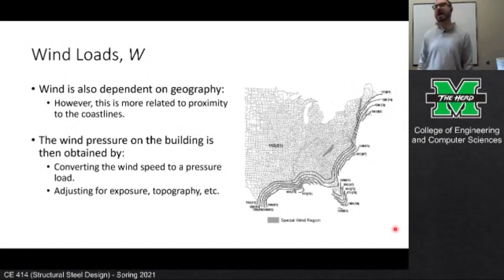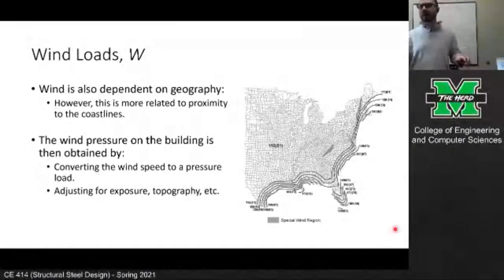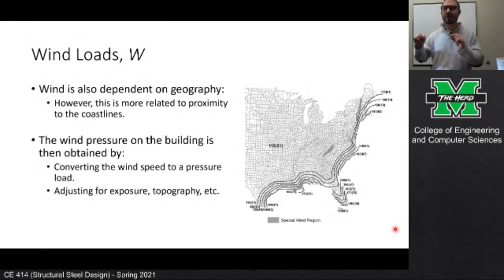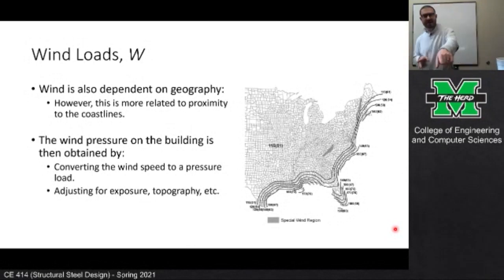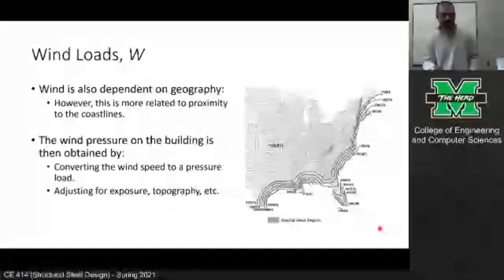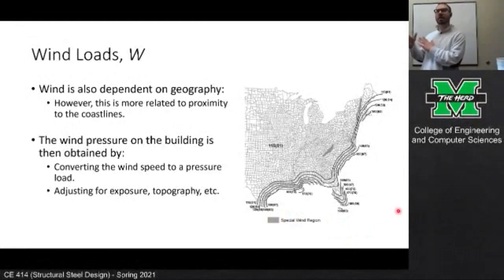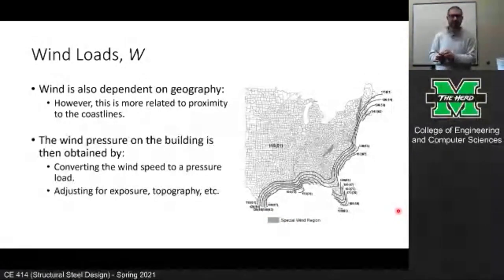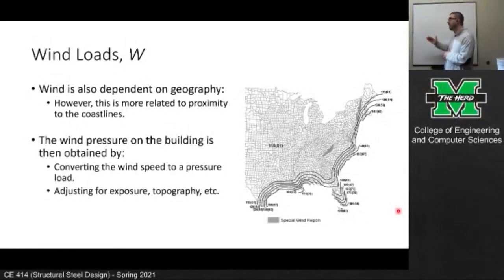Yeah. Now I don't know who mentioned mountains, but there actually are some regions in the United States where you can have some wind speed up effects. There are these special wind regions. I don't know if you see that little gray shaded region right here, but there you can have some wind speed up effects based on various topography. But the wind speeds will become higher near the coast because of hurricanes.